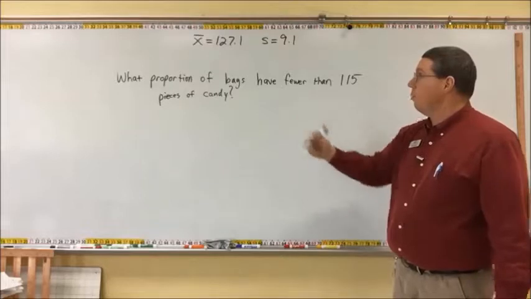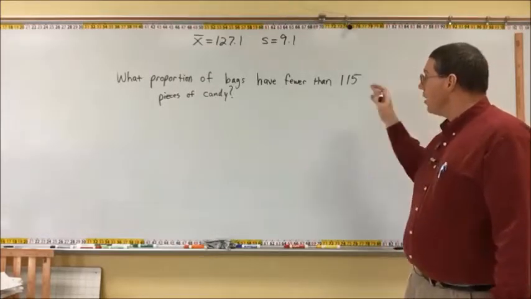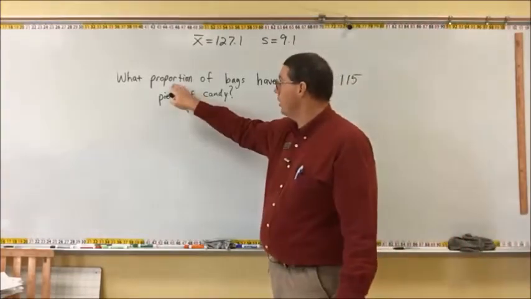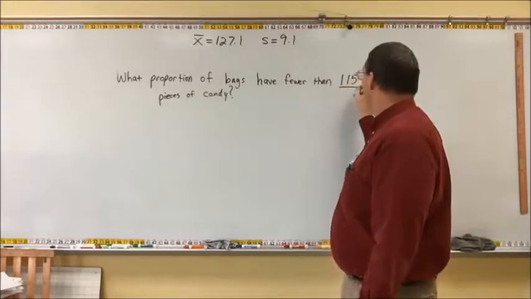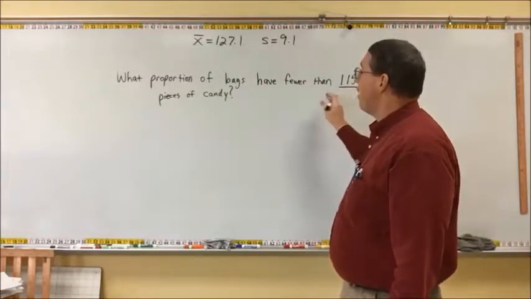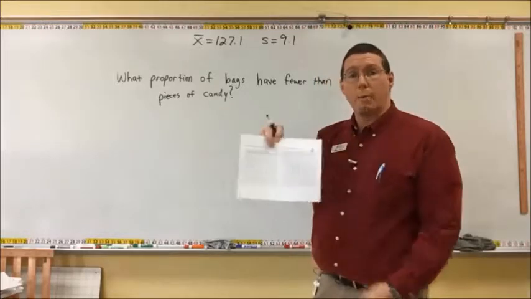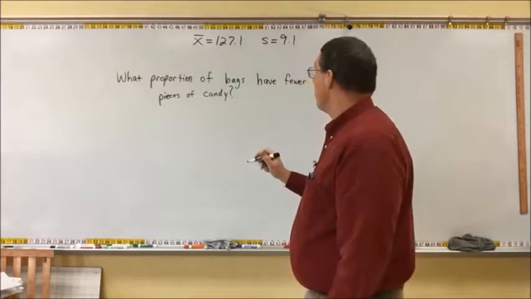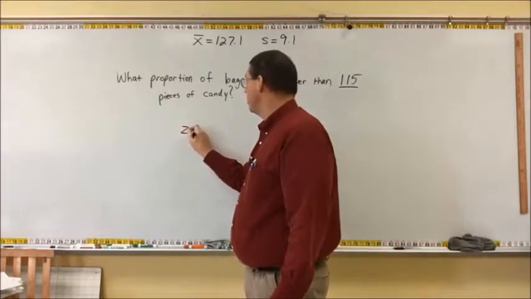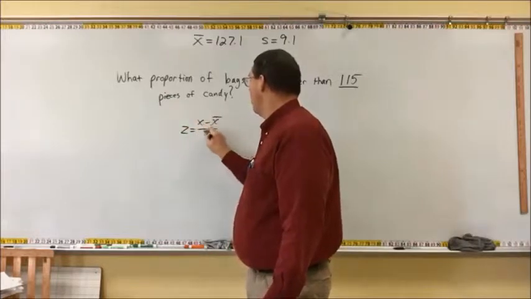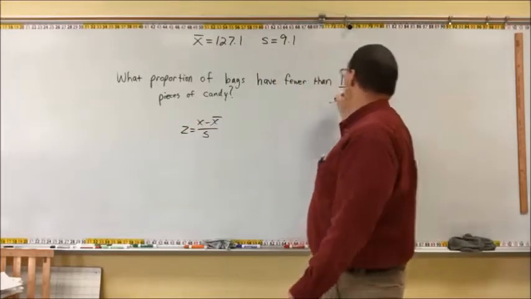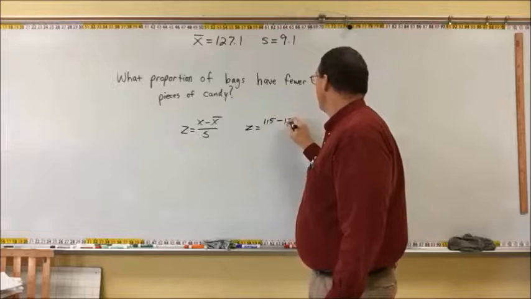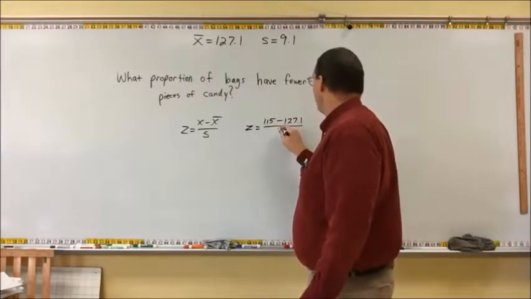All right, so here's a question. What proportion of bags have fewer than 115 pieces of candy in them? If we want to find a proportion, and we're given a particular X value, we need a z-score, and we need to use the z table to find this proportion. So we use the z-score calculation, z equals x minus x bar over standard deviation. The z-score for 115 is going to be 115 minus 127.1 divided by 9.1.